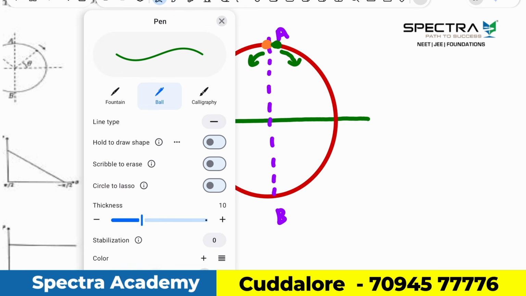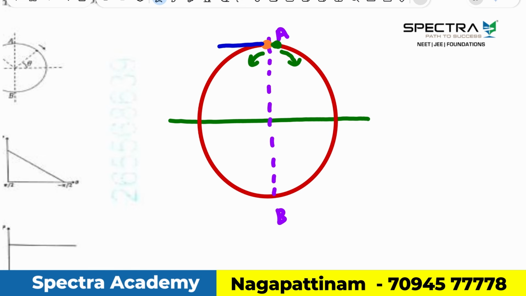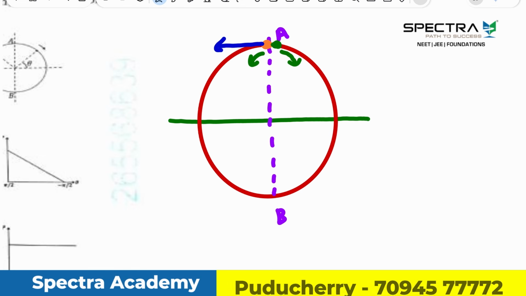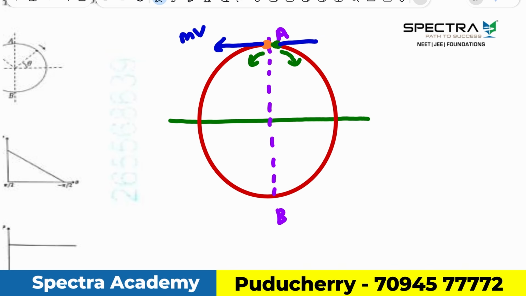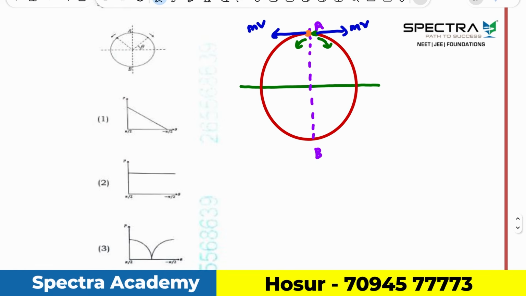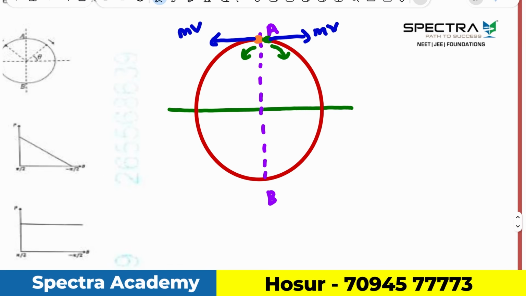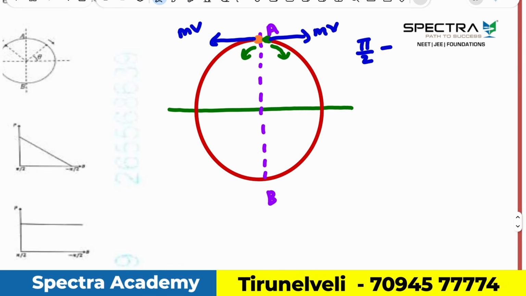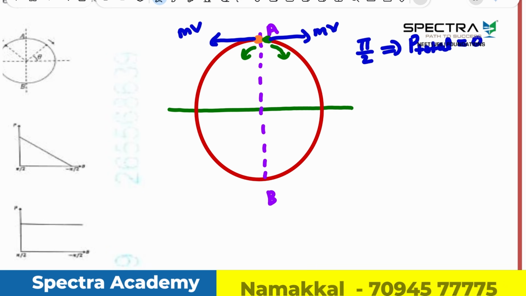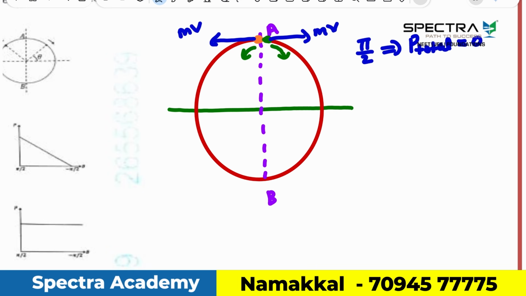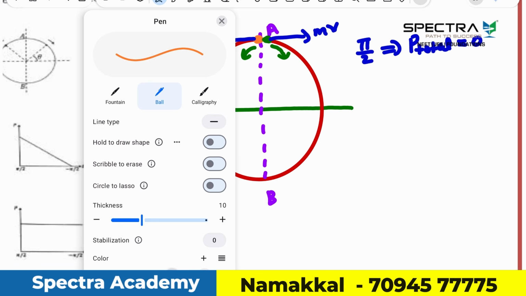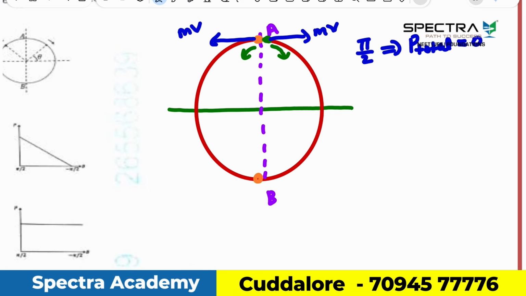Now let's see. Initially when they start, it has a tangential velocity v like this, so mv momentum will be like this. This will have mv momentum this way. Right or wrong? Yes or no? So at pi by 2, I can tell P total is actually 0. Now let's assume this point.